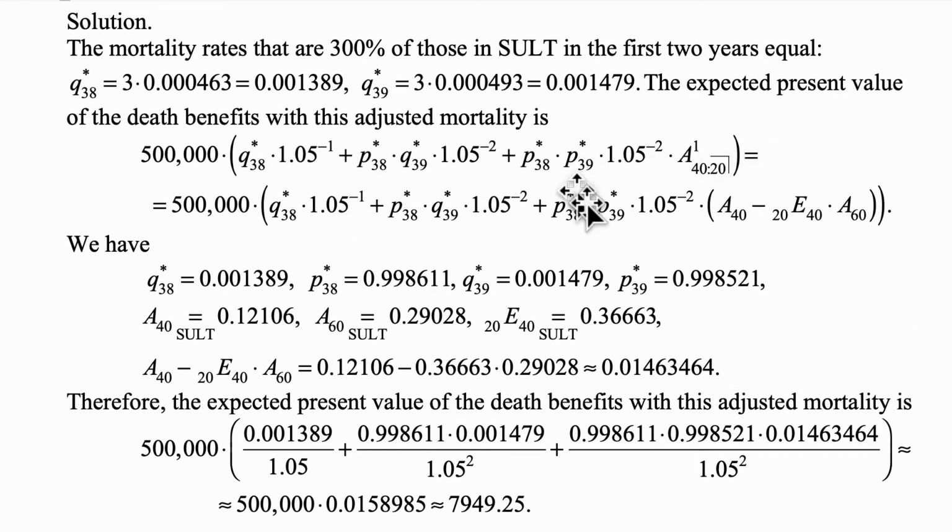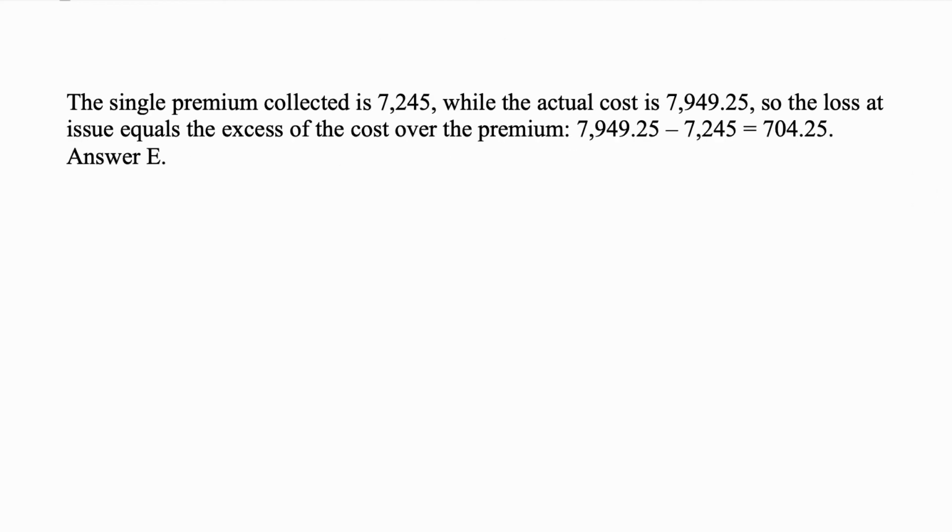Therefore, the expected present value of the death benefits with this suggested mortality is 500,000 times, and we just plug in all the numbers that we had in this formula, all the quantities that we have there, and we just replace them with all the numbers listed here, and then we calculate that. And it's a bit of work, but we get 7,949.25. The single premium collected is 7,245, while the actual cost is 7,949.25. So the loss at issue equals the excess of the cost over the premium, which is 7,949.25 minus 7,245, and that's 704.25.